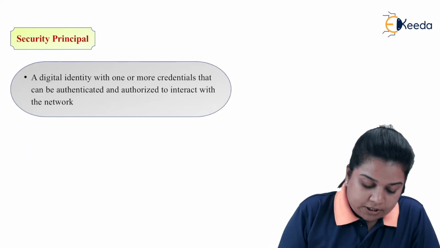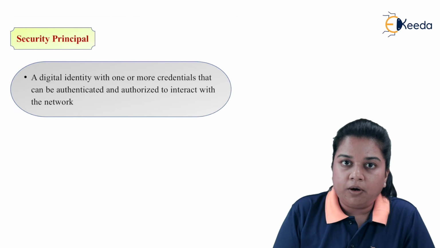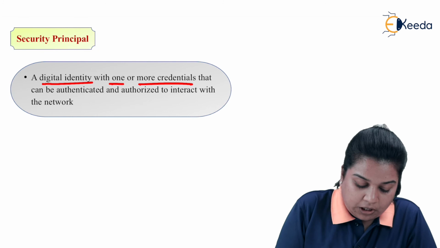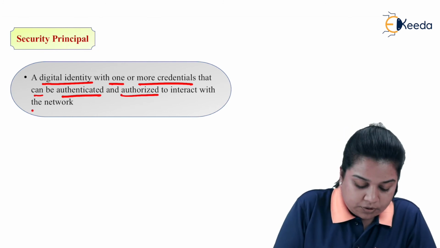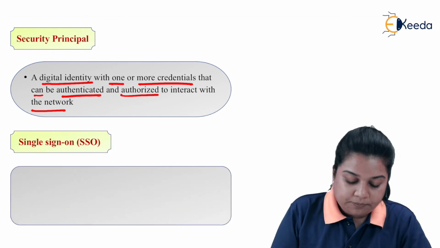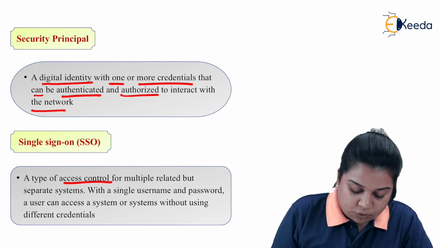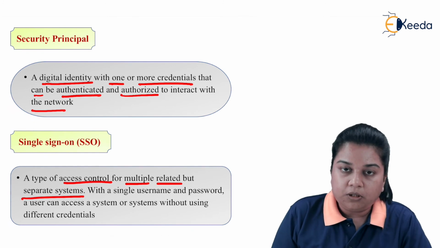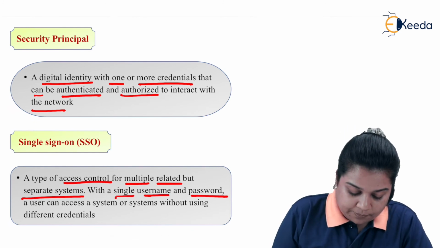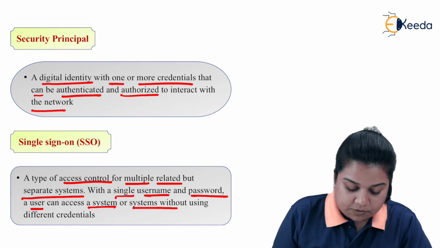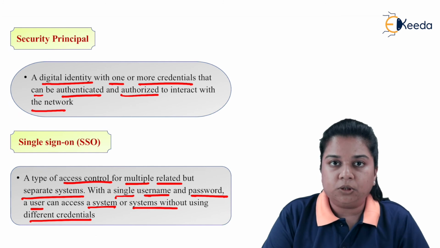Then another attribute here is security principle. A digital identity with one or more credentials that can be authenticated and authorized to interact with the network. Then single sign-on, a type of access control for multiple related but separate systems. With a single username and password, a user can access a system or systems without using different credentials.